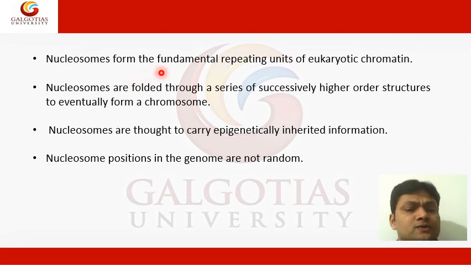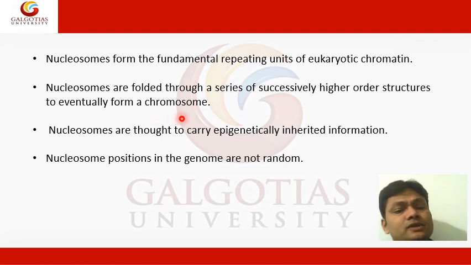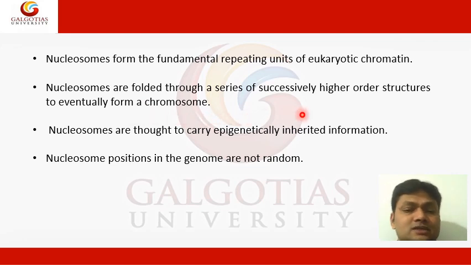The nucleosomes form the fundamental repeating units of the eukaryotic chromatin, which is used to pack the large eukaryotic genomes inside the nucleus. The nucleosomes are folded through a series of successive higher order structures which eventually form a structure known as the chromosome. This both compacts DNA and creates an added layer of regulatory control which ensures correct gene expression.